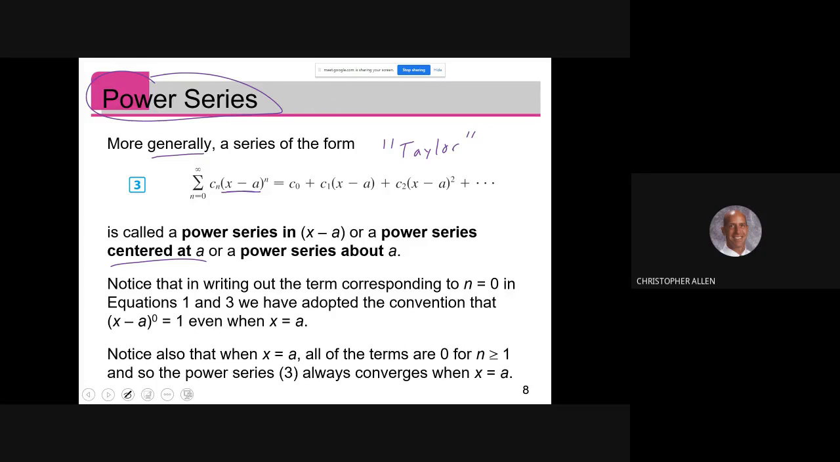Notice that in writing out the terms corresponding to n equals 0 in equations 1 and 3, we've adopted the convention that x minus a to the 0 is 1, even when x is equal to a. Notice also that when x is equal to a, all of the terms are 0. So let's say that a was 3, and it was centered at 3, then you're going to have 3 minus 3, and all of the terms will be 0. This is an interesting phenomenon because it tells us something we'll talk about later.